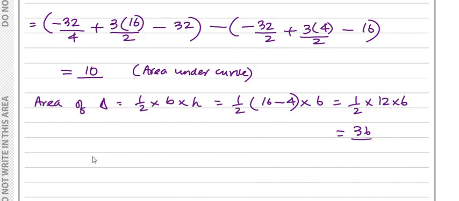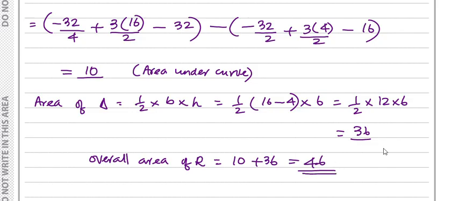Okay, therefore the overall area of R is equal to 10 add 36 is equal to 46, which is what the question asked us to prove. That's done. Okay, that's the last question.